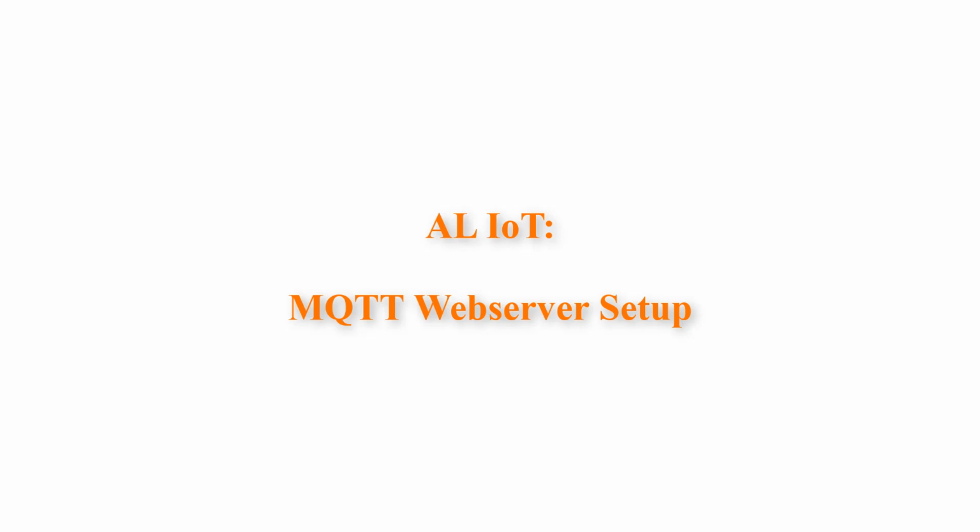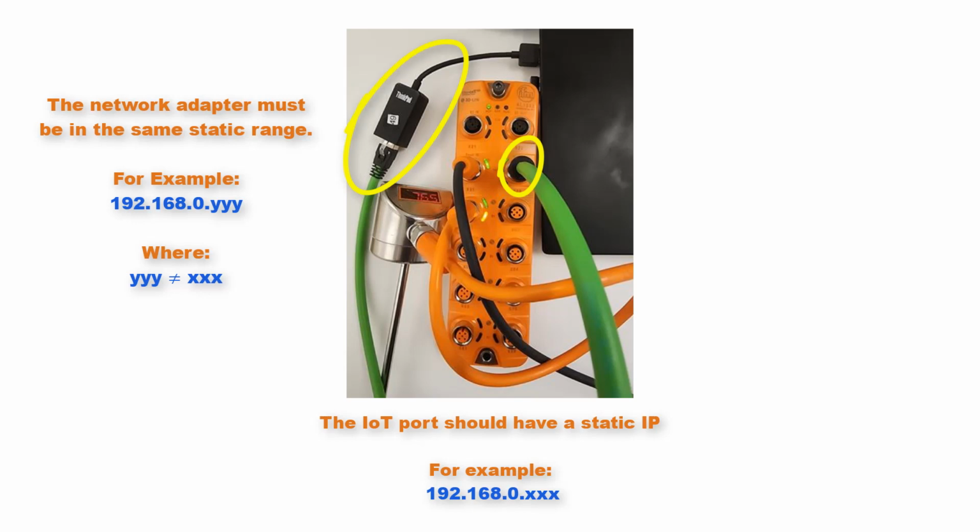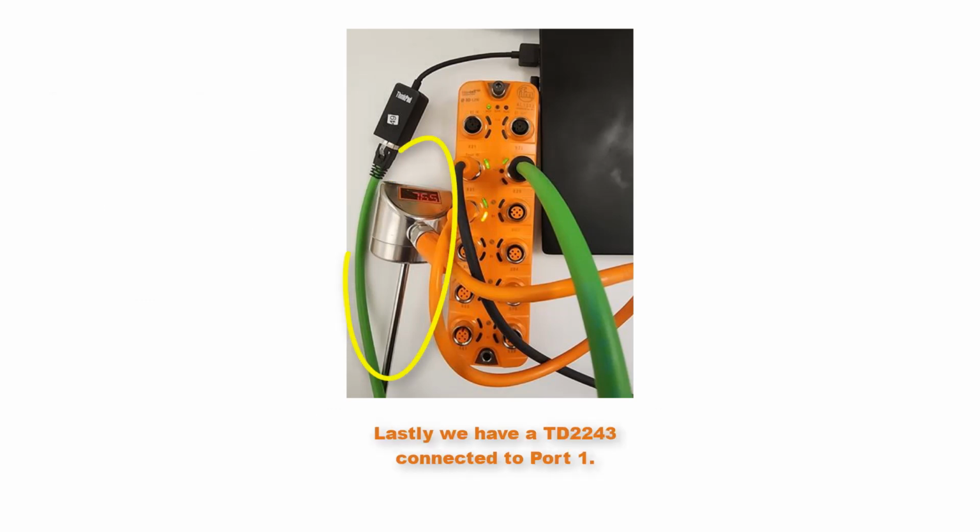Going to take a look at setting up the MQTT web server. First, we're going to make sure the IoT port has a static IP address assigned to it. Then the connection to the PC, we're going to make sure that network adapter has a static IP in the same range as well. And lastly, we're going to have our TT2243 IO-Link sensor connected to port 1.